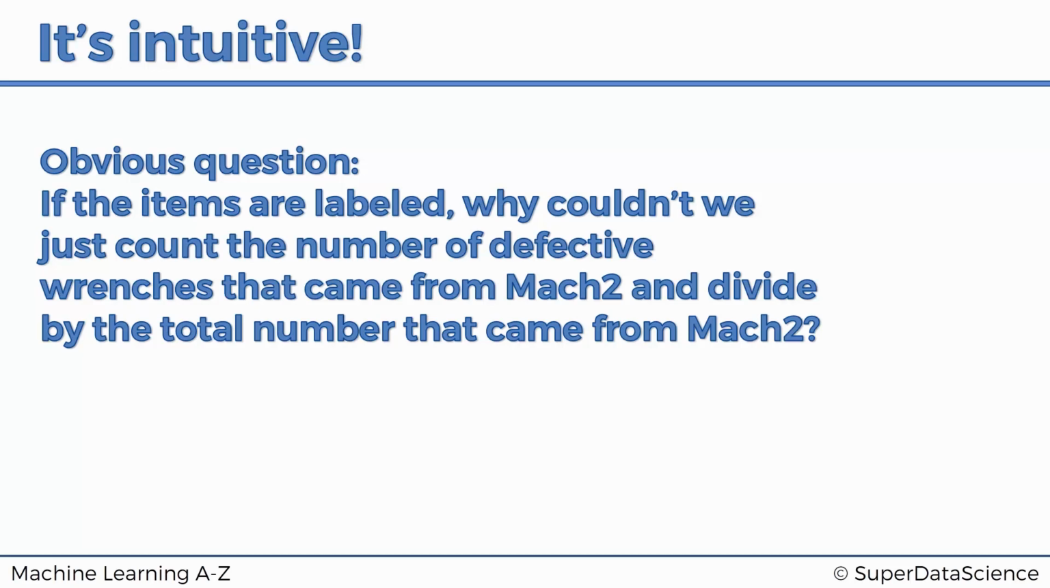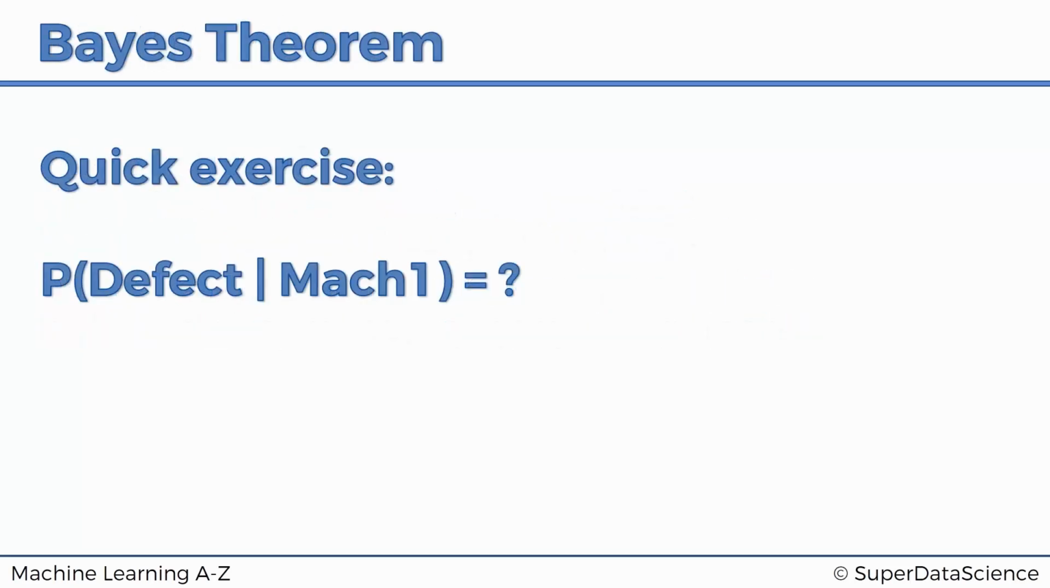And to finish off today's tutorial, I've got a quick exercise for you. Perform the same or similar calculations for this value that we want to calculate. What is the probability of a part being defective given that it came from machine 1? So there you go. It's a handy quick exercise just to solidify this knowledge.